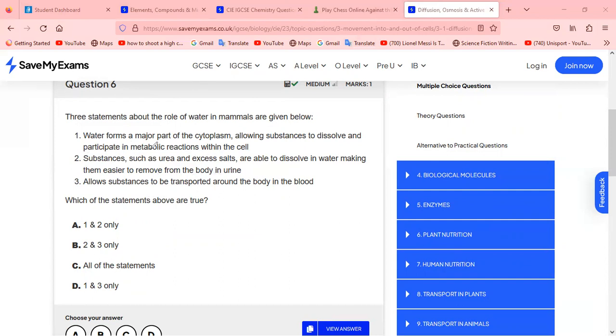Let's see. Water forms a major part of the cytoplasm. Yes, true. Substances such as urea and excess salts are able to dissolve in water, making them easier to remove from the body as urine. I think that's yes. Allows substances to be transported around the body in the blood. Yeah, I think that's also true. So I think all of the statements are true. Let's move on to the hard part and then we'll be done with the video.